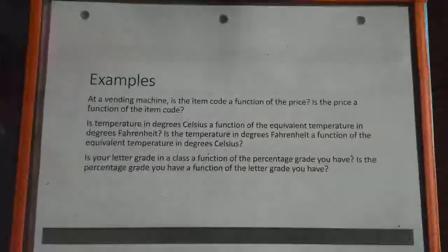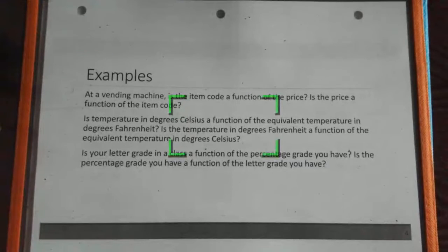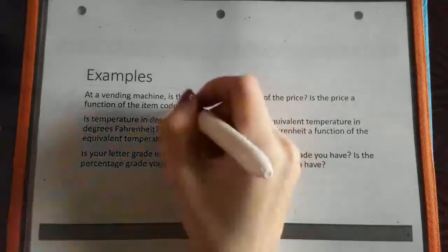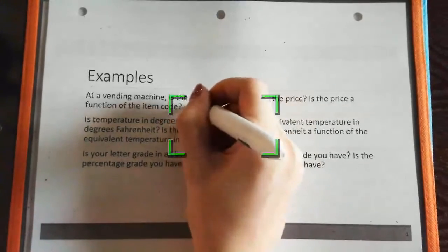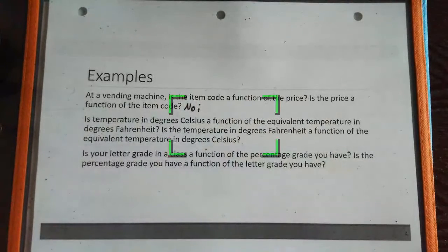So let's think of some real-world examples. At a vending machine, is the item code a function of the price? So what that's saying is, if I tell you what the price is, can you tell me which item code I'm going to press? Well, not necessarily. Maybe there are two items that are the same price. For example, maybe a Pop-Tart and a Honey Bun are both $1. So if I tell you that I'm going to buy something that's $1, do you know what I'm buying? Not necessarily.